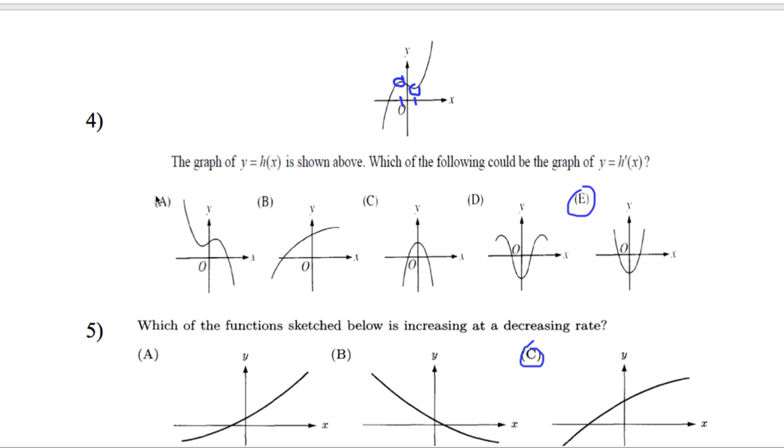Well, that one only goes through the x-axis once. That only goes through the x-axis once. That goes through the x-axis twice. And then I guess the real key, how you could have done this really fast, is, oh yeah, that's not a quadratic, that's a cubic.